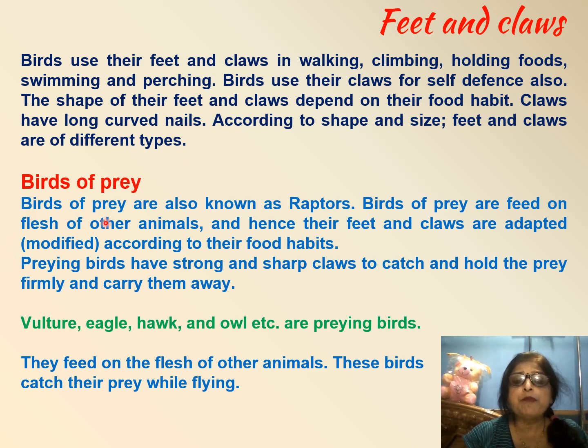Now, birds of prey. Birds of prey are also known as raptors. Birds of prey feed on flesh of other animals and hence their feet and claws are adapted according to their food habits. Means it is modified according to their food habit. Preying birds have strong and sharp claws to catch and hold the prey firmly. Means these strong and sharp claws help them to hold the animals firmly and carry them. Vulture, eagle, hawk and owl are all examples of preying birds. They feed on the flesh of other animals. These birds catch their prey while they are flying. In this way, feet and claws are helpful for the birds. Due to feet and claws, they do different types of functions.